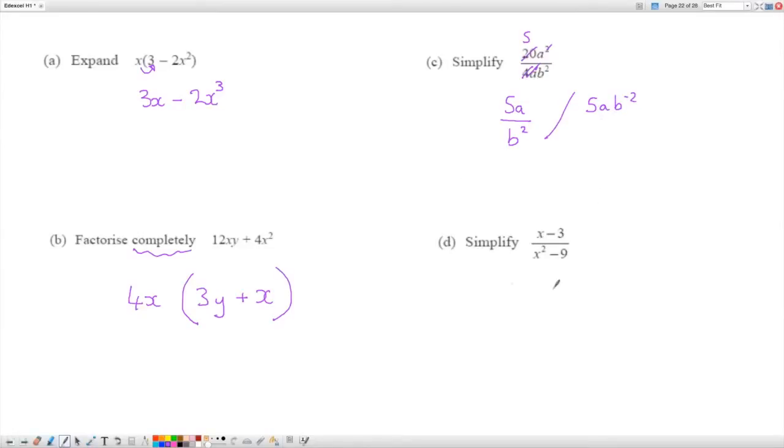In our next fraction, we have here at the bottom x squared minus 9. We can spot here that we have the difference of 2 squares. We have a square term and a square number. So we can split our denominator into here, x minus 3 bracket x plus 3, which means we can then cancel this and this, which leaves us with 1 over x plus 3.